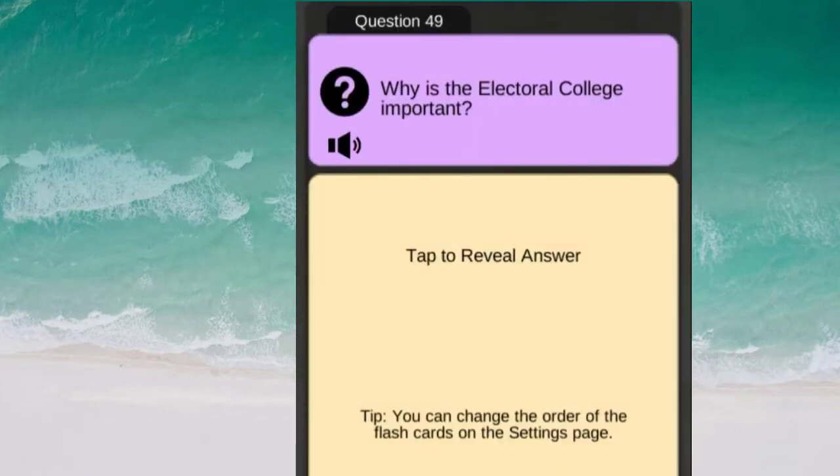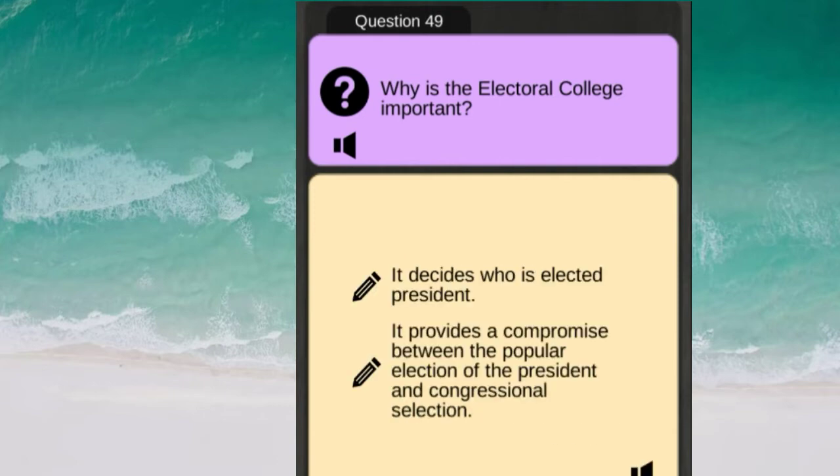Why is the Electoral College important? It decides who is elected president. It provides a compromise between the popular election of the president and congressional selection.